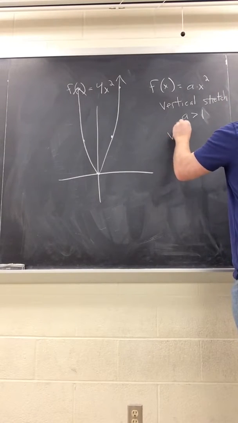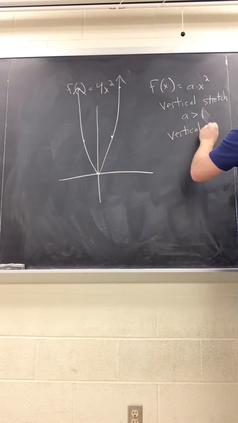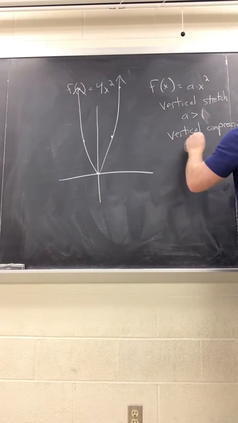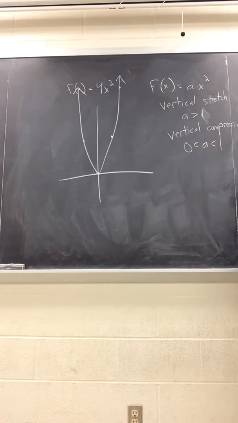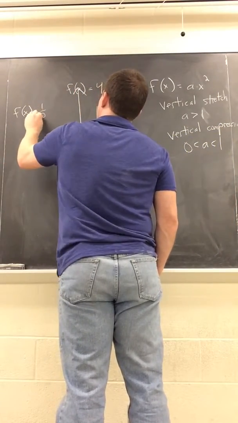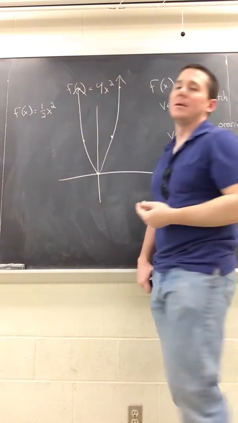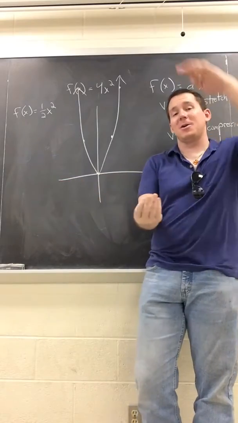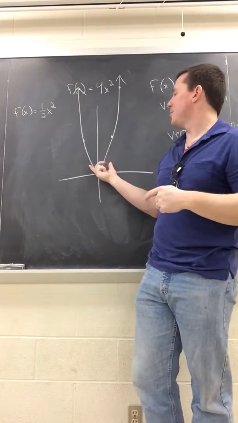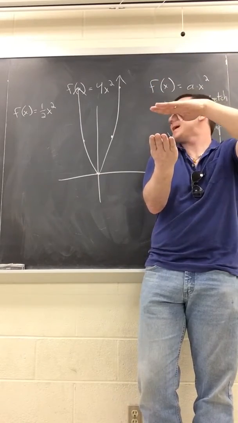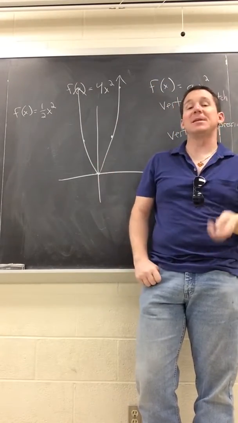And we actually get what's called a vertical compression if a is between 0 and 1. So if we did something like f of x equals 1/2 x squared. Well, if you think about it, I'm going to square x and then multiply it by 1/2, which will make it smaller, which will essentially make this get not as big as fast. So it'll have the effect of taking my parabola and pressing it down this way, which in math speak means it compresses it.